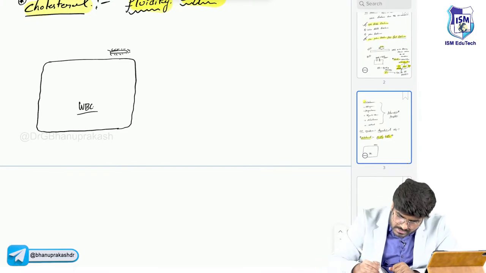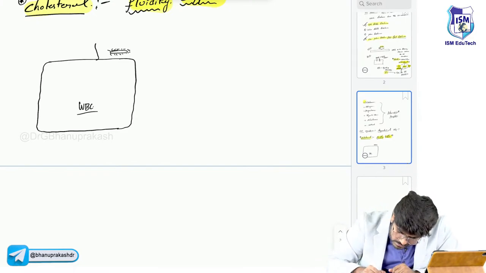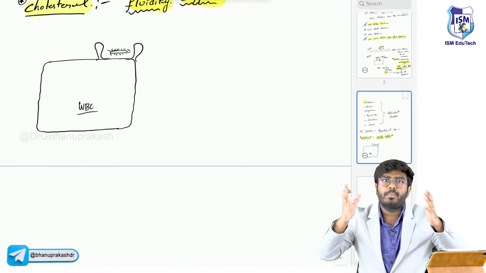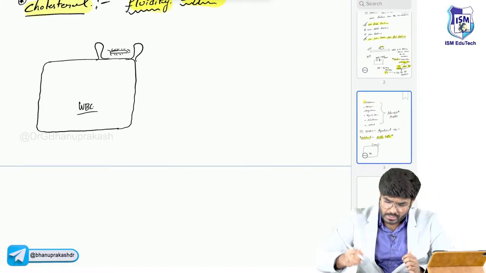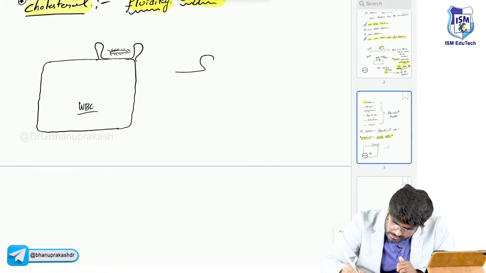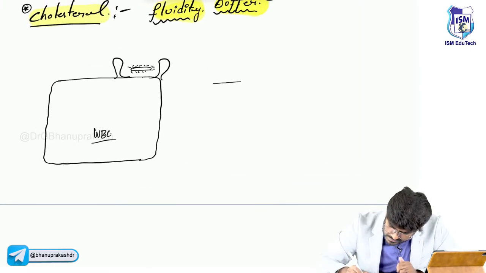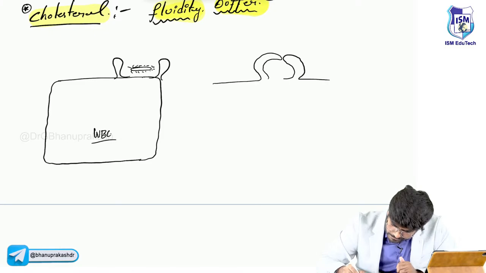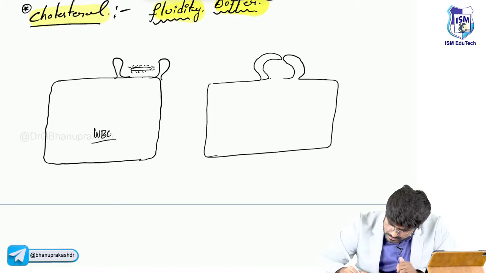Now this neutrophil, the WBC, is going to extend its cell membrane like this. At the end of the day, let me show you, the cell is going to totally engulf this bacteria. These are the extensions of the cell membrane. Now this is the same cell, here is the bacteria.